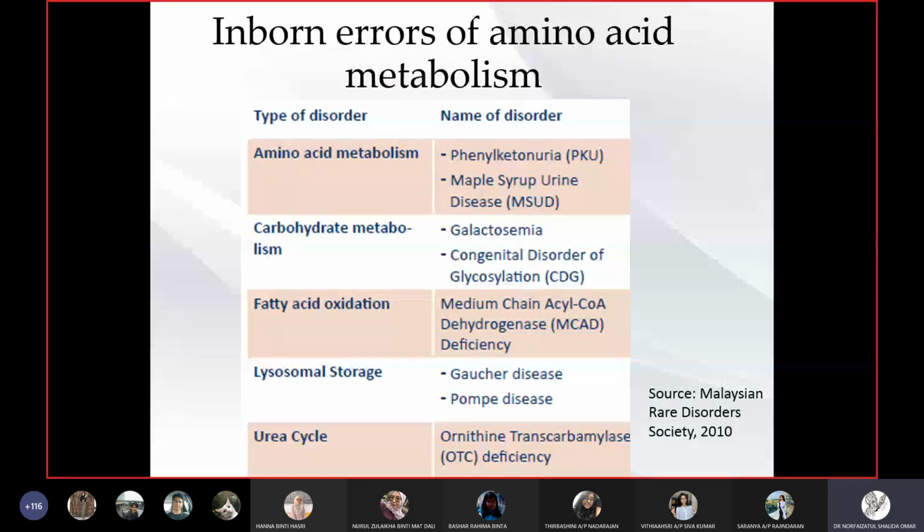Other than that, there are carbohydrate metabolism disorders like galactosemia. Still remember, due to a defect in an enzyme in the galactose pathway. Then fatty acid oxidation disorders, lysosomal storage disorders, and the urea cycle disorder, ornithine transcarbamylase deficiency, from just now. So these are the common ones among the rare disorders in Malaysia.